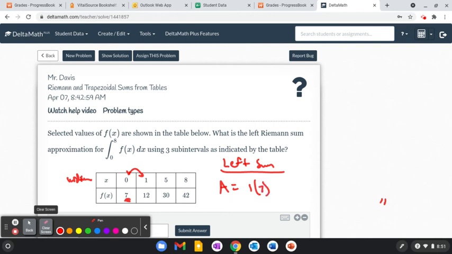Okay. And then plus our next delta x, or our next width, our change in our x is 4, because 5 minus 1 is 4. And then our height, we're going to choose the left one of these two. So we're kind of boxed into these two, and we're going to choose the left one, which is 12. Plus our next delta x from 5 to 8 is 3. And again, we're going to choose the left one, so we're going to choose 30. And that's actually it. Those are our 3 rectangles, our 3 subintervals.